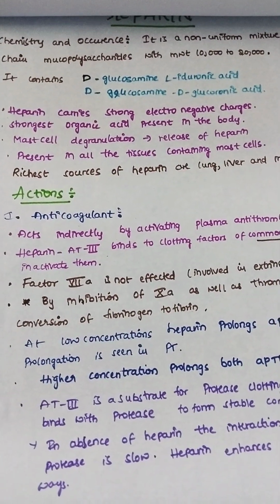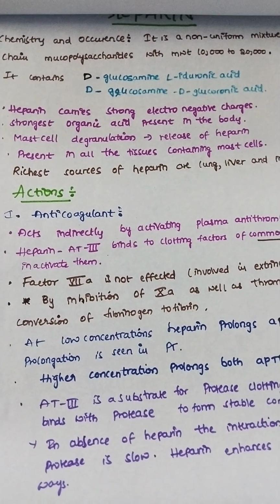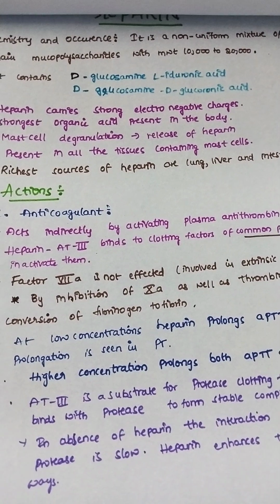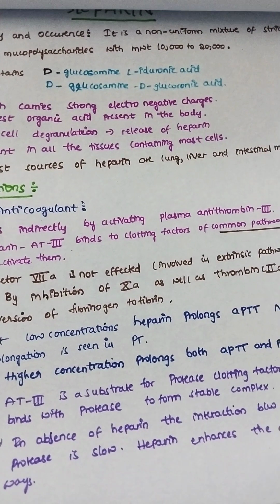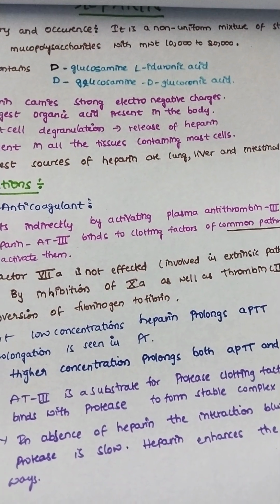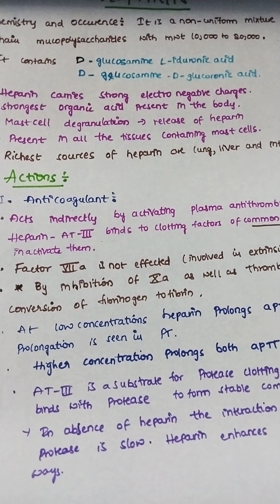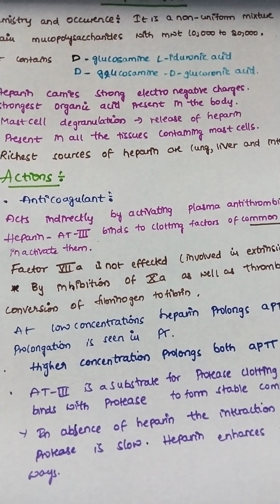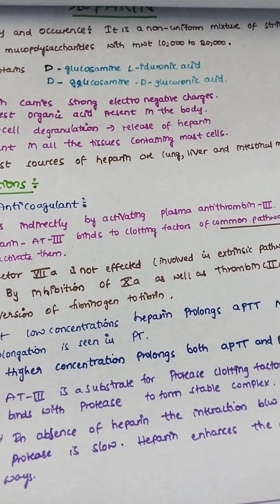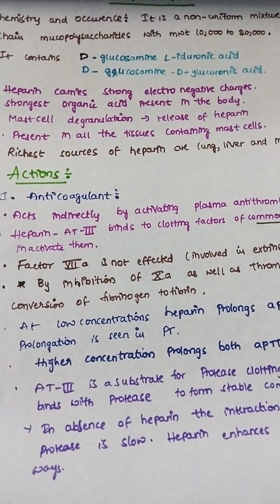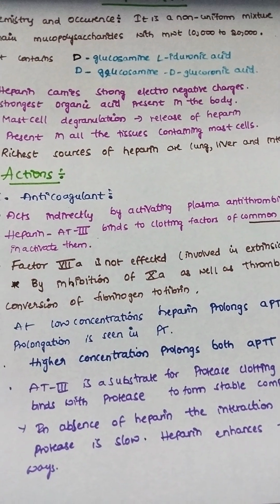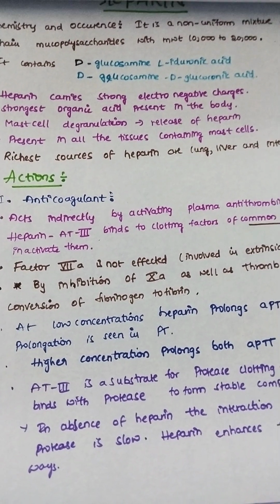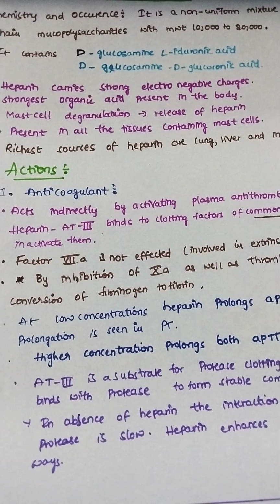What are the actions? Actions are anticoagulant action. It acts directly by inactivating thrombin, by activating plasma antithrombin 3, okay. This heparin antithrombin 3 complex binds to clotting factors of the common pathway and inactivates them. So factor 7A, which is involved in the extrinsic pathway, is not inhibited by this heparin, okay.